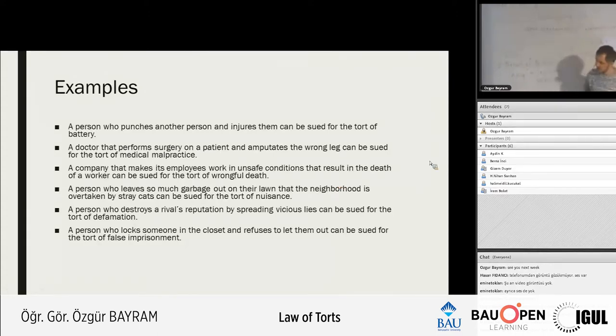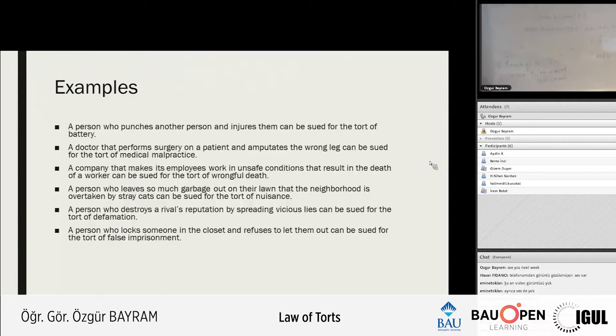These are different examples of different types of tort. A person who punches another person and injures them can be sued for the tort of battery. A doctor that performs surgery and amputates the wrong leg, I gave that example. A company that makes its employees work in an unsafe condition, which results in the death of a worker, can be sued for the tort of wrongful death.